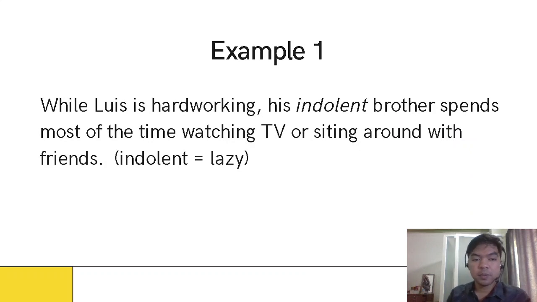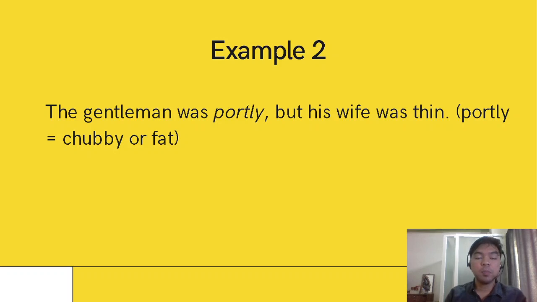So here are a few examples. While Lewis is hardworking, his indolent brother spends most of the time watching TV or sitting around with friends. So in this case, the unfamiliar word is indolent, and indolent means lazy, which is the exact opposite of hardworking. Next we have, the gentleman was portly, but his wife was thin. So again, in the sentence, the opposite of portly is thin. So that could mean portly means chubby or fat.